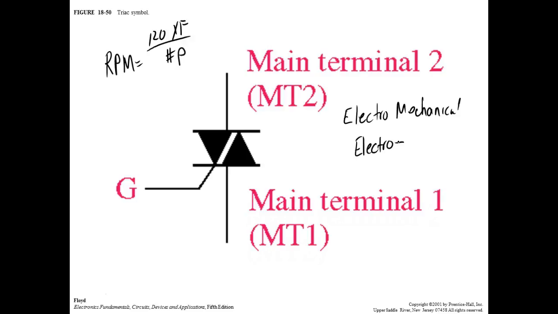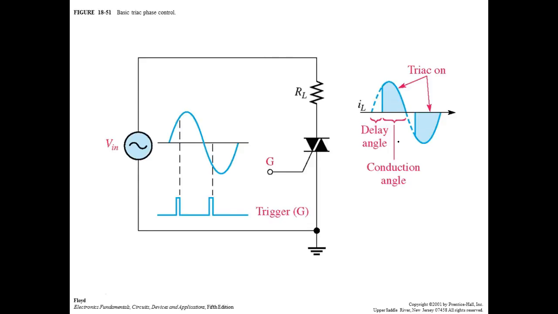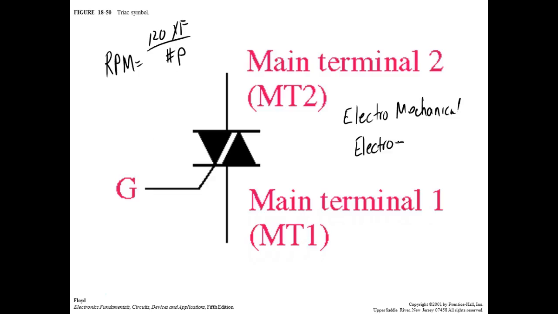Now we do use triacs in light dimmer circuits. Anybody got a light dimmer in their house? That's a triac. So a triac is either off or it's on, right? You understand? But a triac is kind of different, and they don't show it right here.